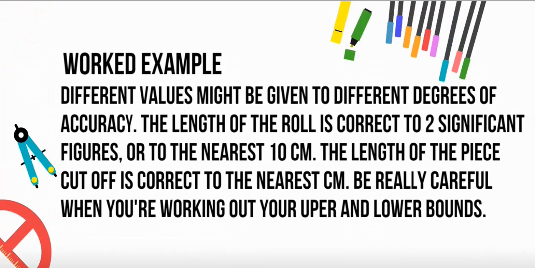Different values might be given to different degrees of accuracy. The length of the roll is correct to two significant figures or the nearest 10 centimeters. The length of the piece cut off is correct to the nearest centimeter. Be really careful when you're working out the upper and lower bounds.